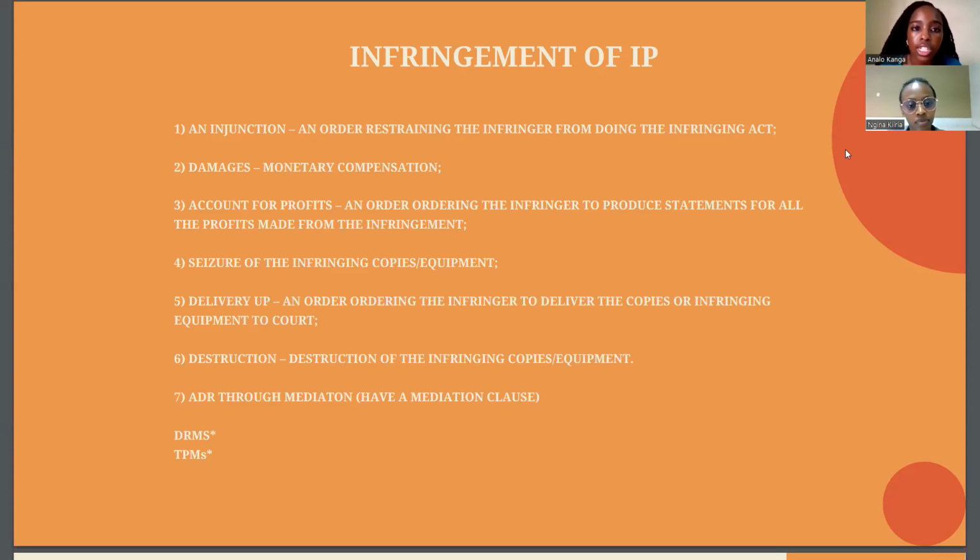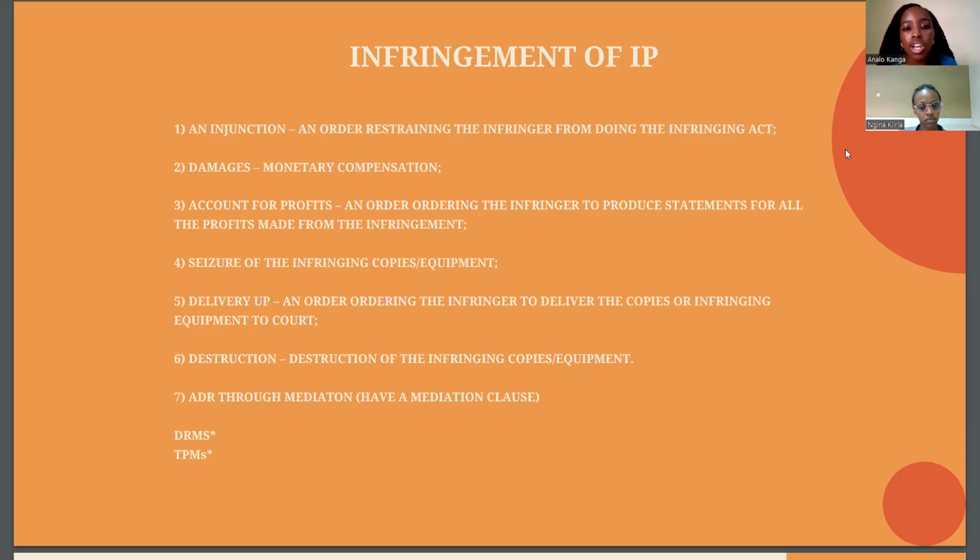You can ask for an injunction. That's a very big word to say: stop misusing my copyrightable materials. You can ask for damages. That means, how much money did you make from copying or reproducing my work? Give me all that money back. You can have an account of profits. So basically, they show you their balance sheet of the money they made from misusing your copyright.